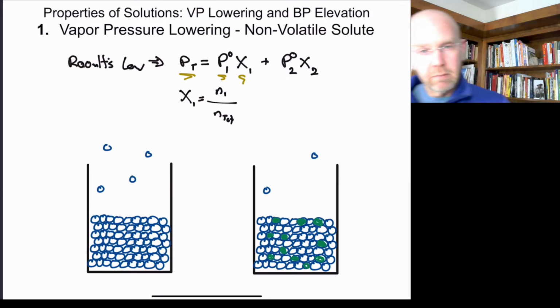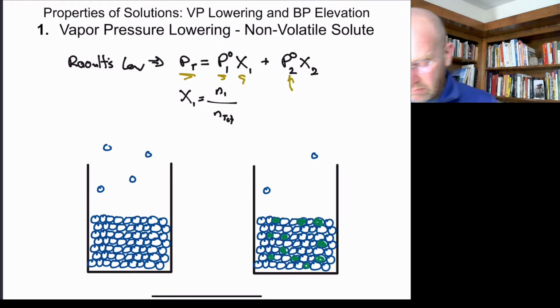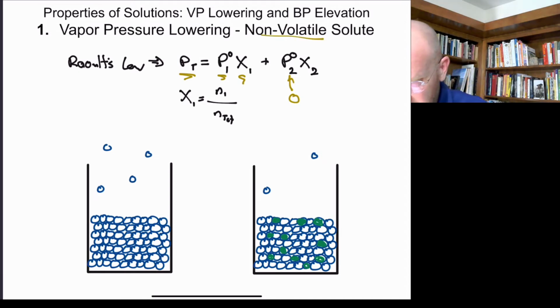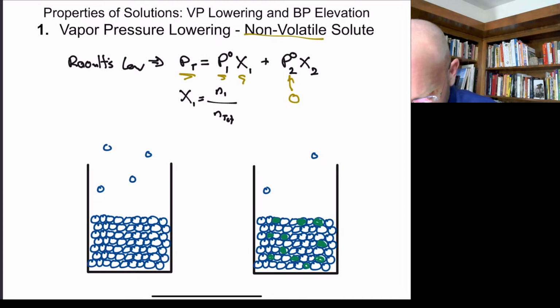And importantly, when we're talking about a non-volatile substrate, the vapor pressure of a non-volatile substrate is 0. So that means this second term of Raoult's law is 0. So there's no contribution to the pressure from the non-volatile substrate. That's why we call it non-volatile. So this equation, Raoult's law, simplifies when you have a non-volatile substrate, a substrate with a very high boiling point, right? And to just this left term of this equation.